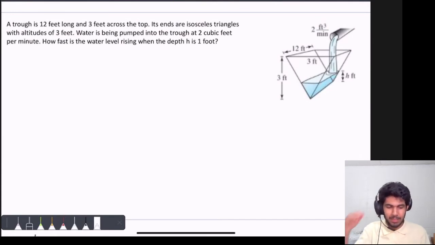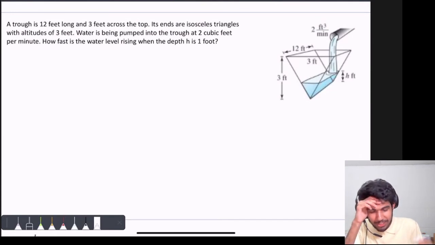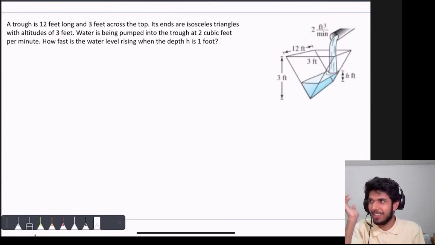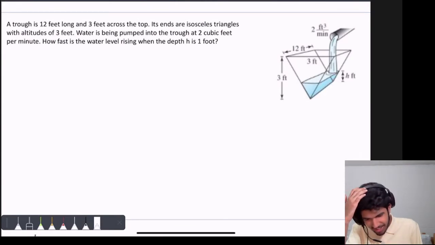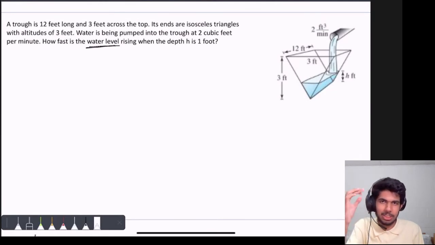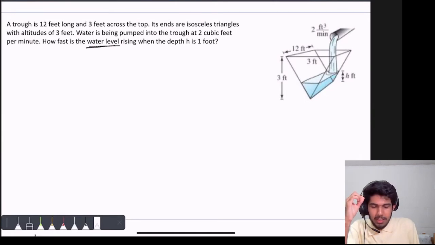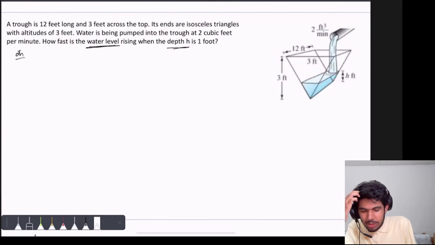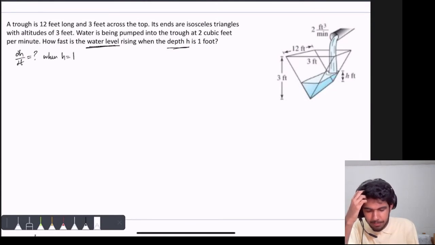Wow. Okay. So first of all, we should really be thinking, what are we trying to solve for? We're trying to solve for the water level and seeing how fast it's changing. So we're thinking rate of change for the water level. We're given that the water level has depth h, so we'll use the variable h to represent our water level. So we want dh/dt, that's what we're trying to find, when h equals 1 foot.